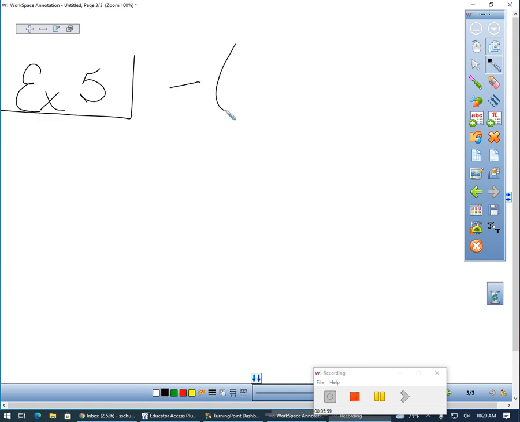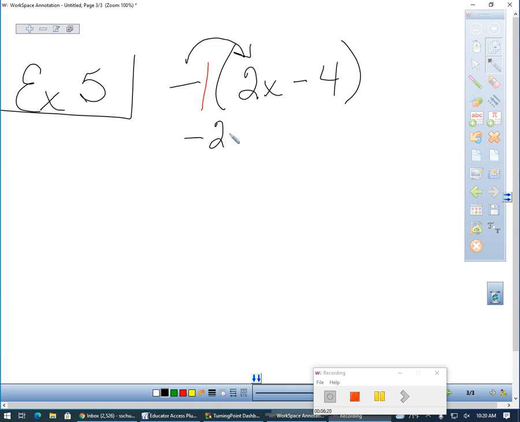Negative 2x minus 4. When it's just a negative out front, what really is in front of it? What is it? A 1, a negative 1, right? So when you write it down, go ahead and put that 1 in there. 1's magical. It's always there, right? So we have negative 1 times 2x is negative 2x. And negative 1 times negative 4? Good. Positive 4. All right. Any questions on this part? Yes.